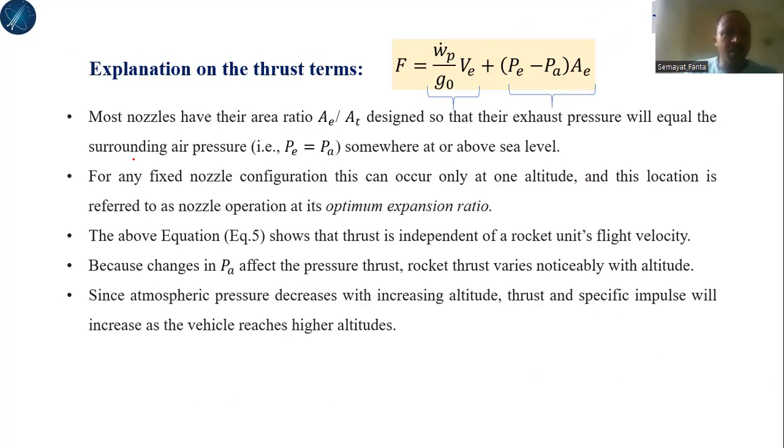Most nozzles have an area ratio, known as the exit area to throat area ratio, which is designed so that their exit pressure will equal the surrounding air pressure. Look, this is called optimum design. Optimum nozzle design, or the expansion of the nozzle, is called the optimum expansion ratio.